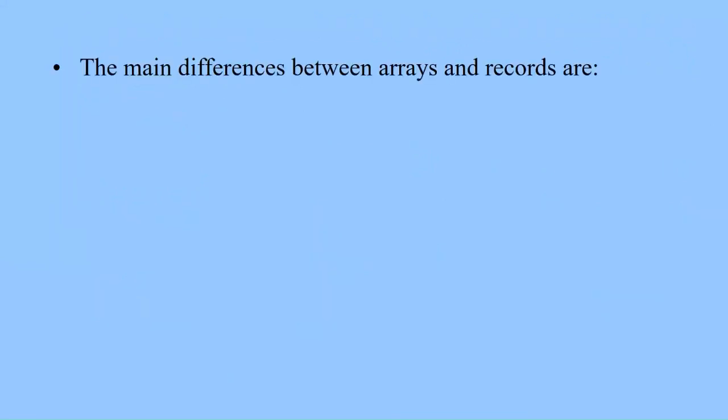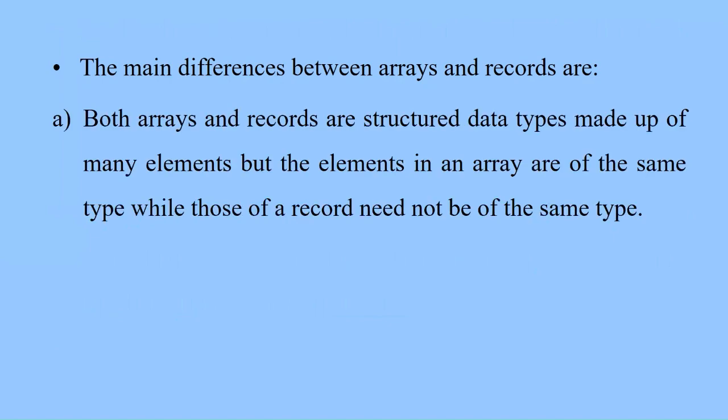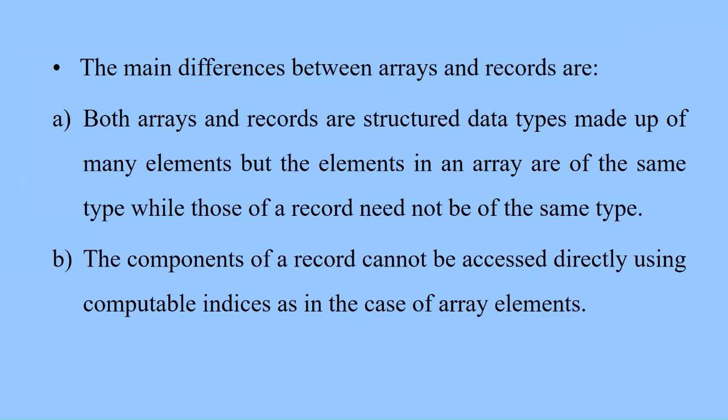The main differences between arrays and records are, number one, both arrays and records are structured data types made up of many elements, but the elements in an array are of the same type, while those of a record need not be of the same type. Secondly, the components of a record cannot be accessed directly using computable indices, as in the case of array elements.